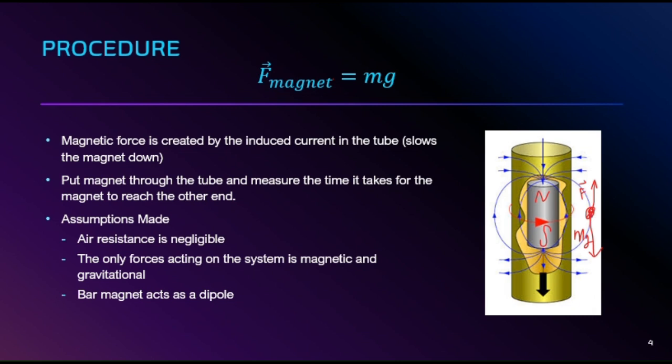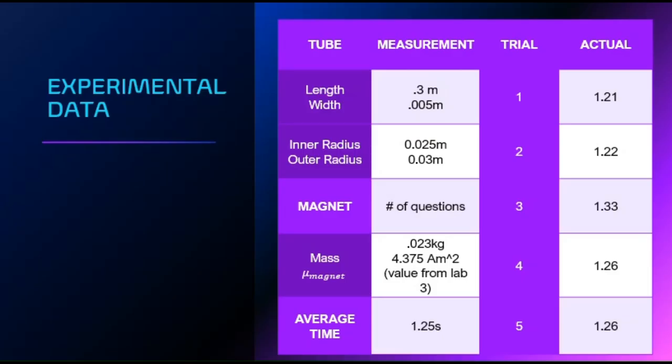For my procedure, I simply dropped the magnet through the tube and recorded how long it took to exit. And what's interesting is that the magnetic force that slows the magnet down isn't there by default. It's created by the induced current in the tube. In terms of my assumptions, I treated air resistance as negligible, and I assumed that the only forces acting were gravity and the magnetic response from the eddy currents. Also, I modeled the bar magnet as a dipole, which simplified things for both calculation and simulation.